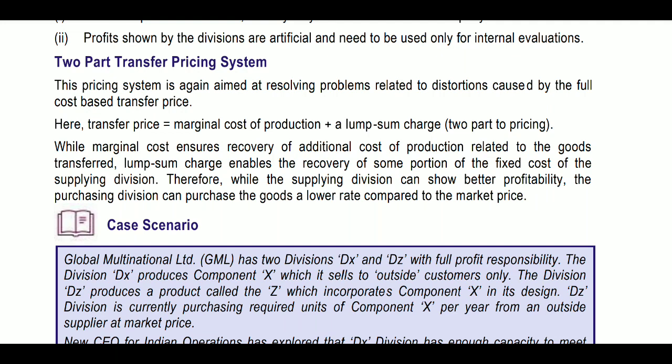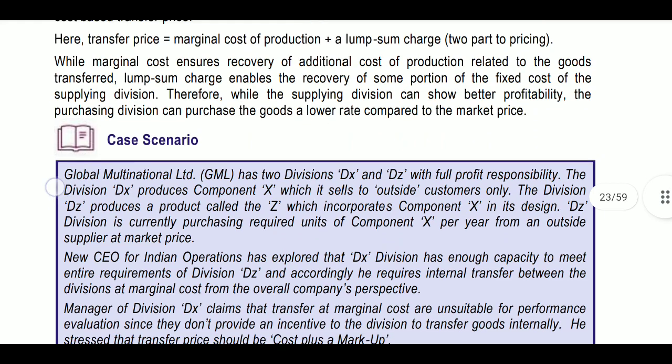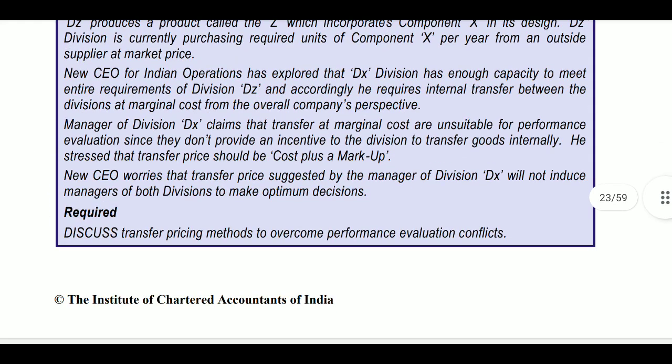A lump sum charge enables the recovery of some portion of the fixed cost of the supplying division. Therefore, while the supplying division can show better profitability, the purchasing division can purchase the goods at a lower rate compared to the market price. Here they provided one case scenario.